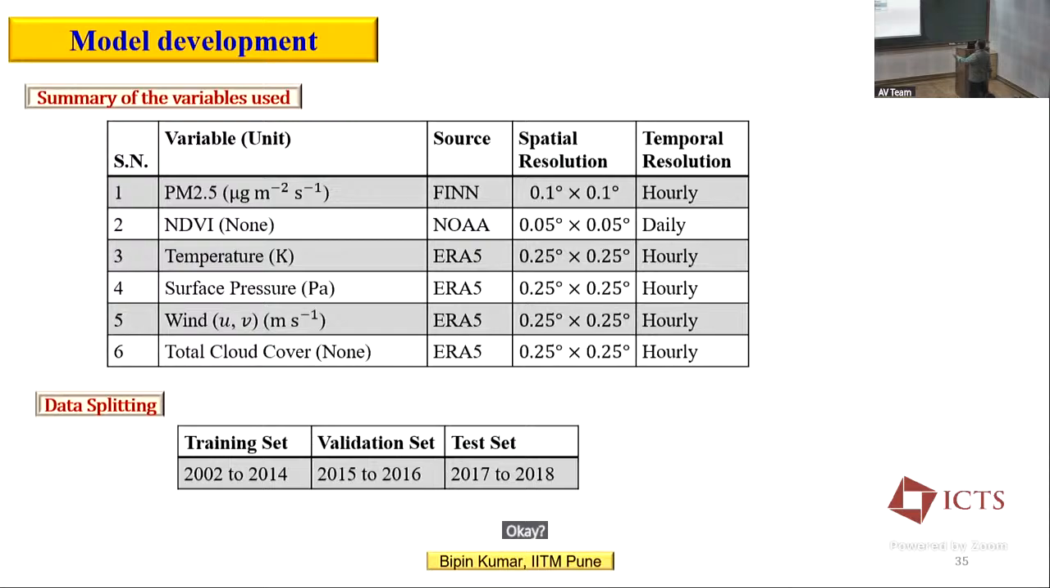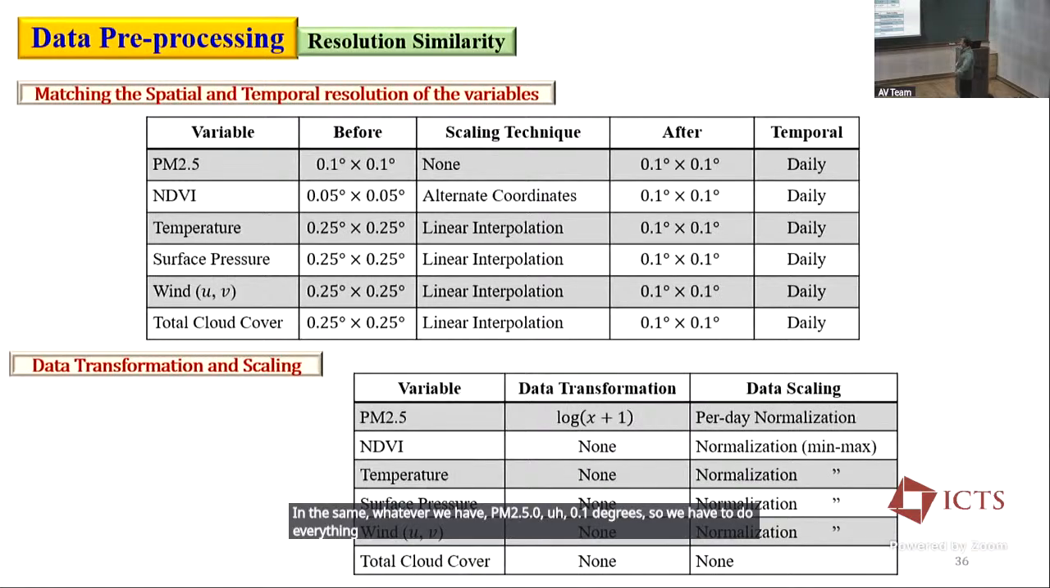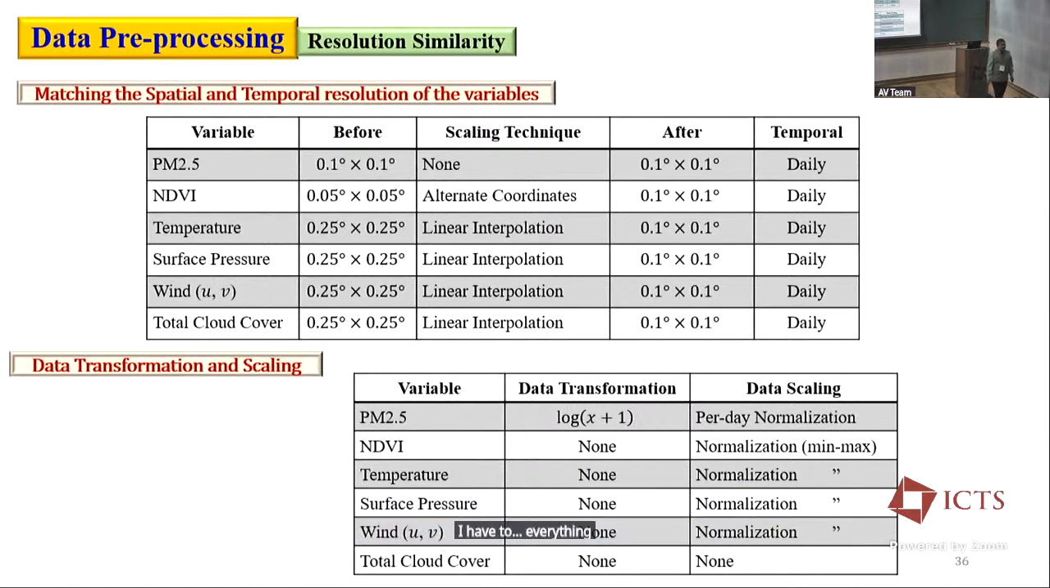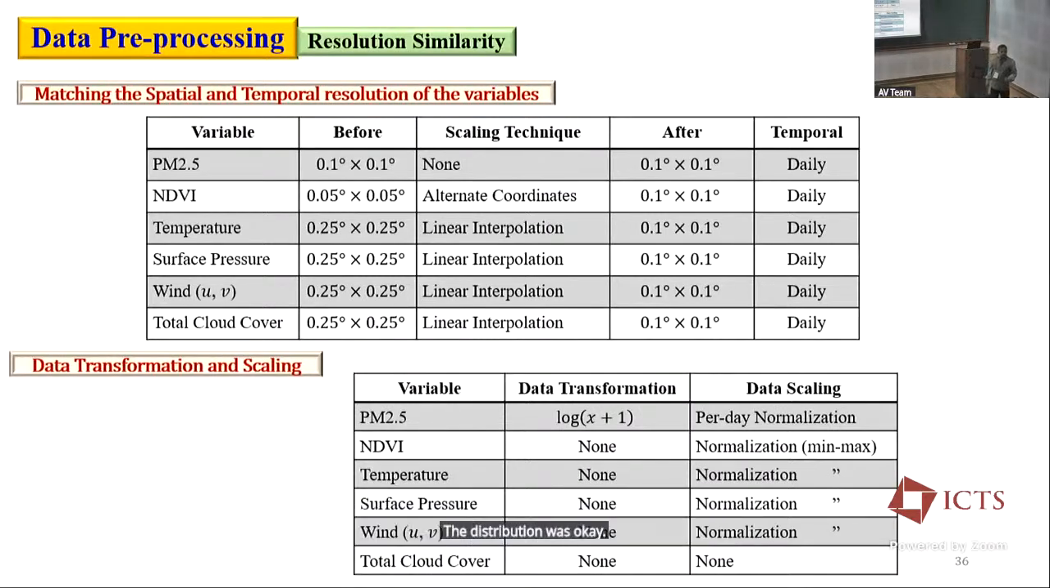Okay. So the first thing is we have to change the spatial resolution, temporal resolution, everything, we have to make it the same, whatever we have for PM 2.5, 0.1 degree. So we have to do everything in 0.1 degree. Everything we have to make daily. Then you see that in PM 2.5 we have the log x plus 1, but for all the others it was not needed. The distribution was okay. That's why I'm highlighting it. Everything you will find in the paper also.